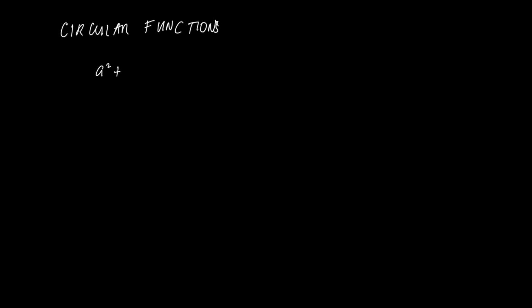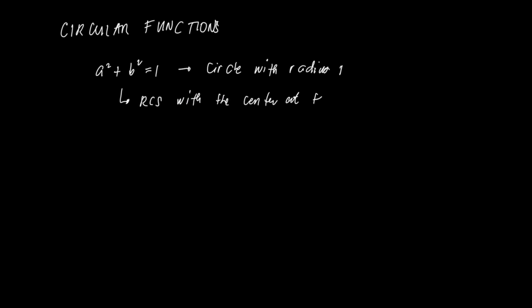In the previous lesson, we mentioned that the graph of a squared plus b squared equals 1 is a circle with radius 1. Now, if this circle is graphed in the rectangular coordinate system with the center at the origin of the RCS, then this circle is called the unit circle.